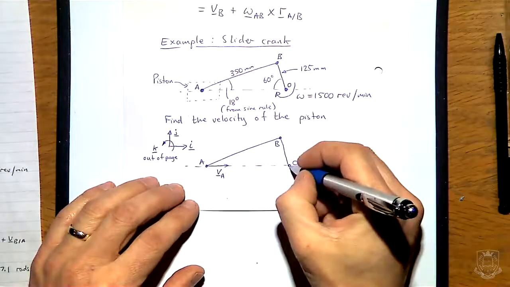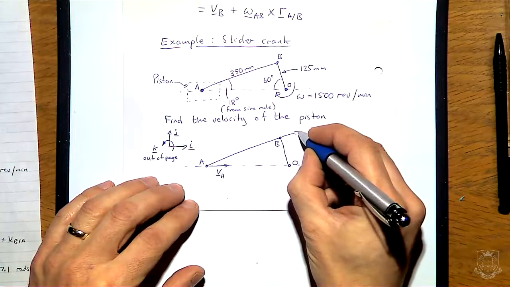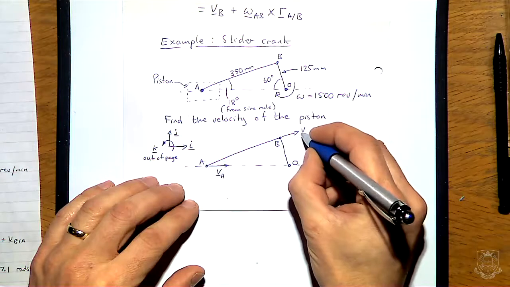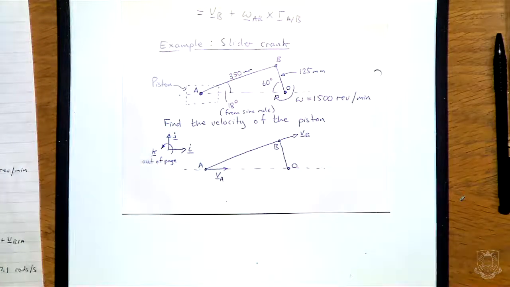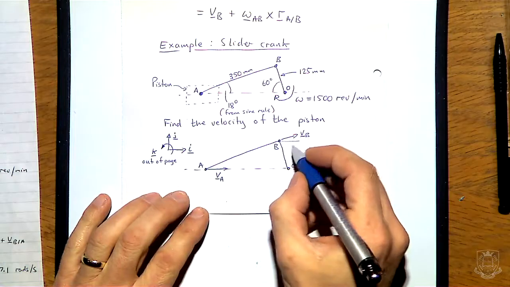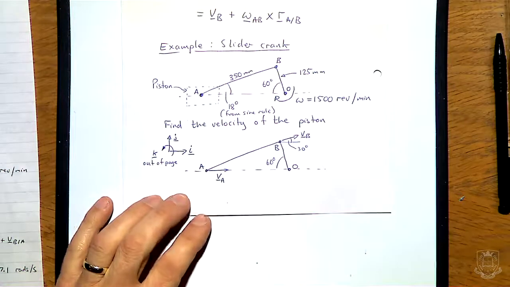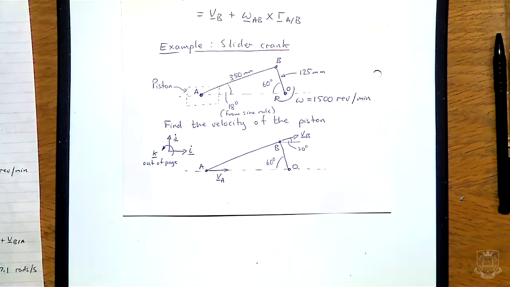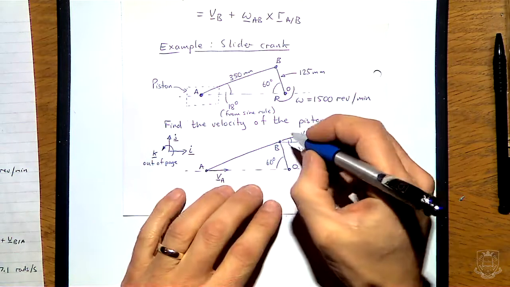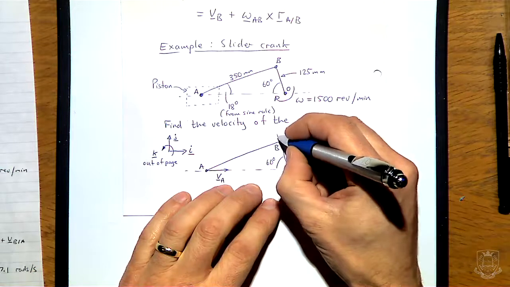Likewise, the velocity at B is rotating around in a circle, isn't it? So we'll have a VB vector like the tangent to the circle of that crank. And because we know this is 60 in here, that will be 30 degrees in there, won't it? And then we'll also have a VB relative to A vector going up here.